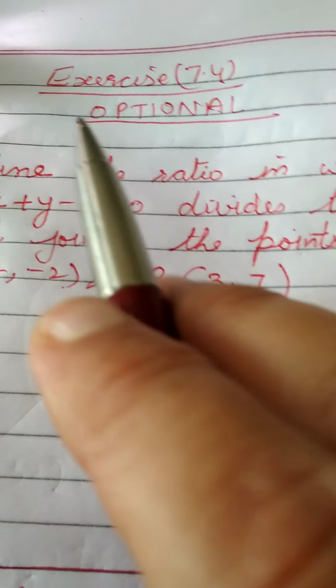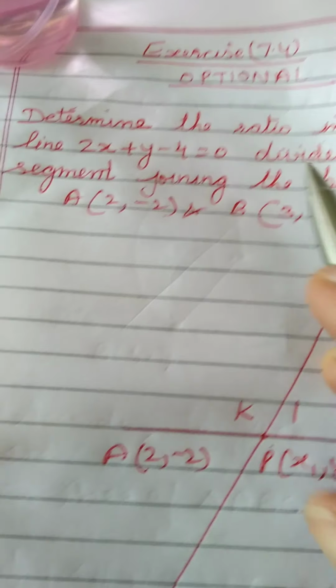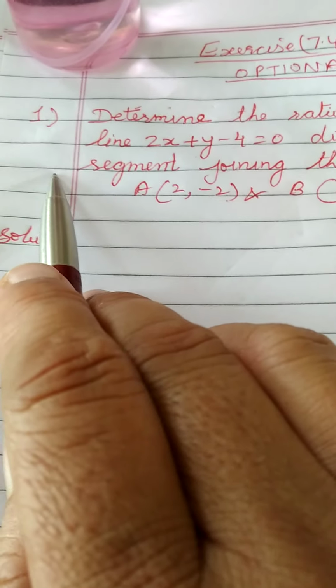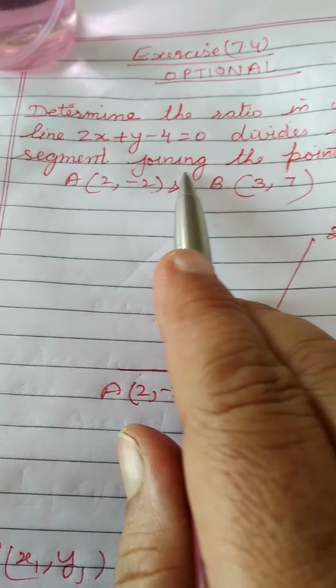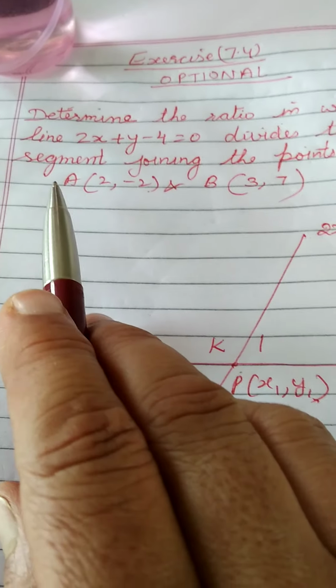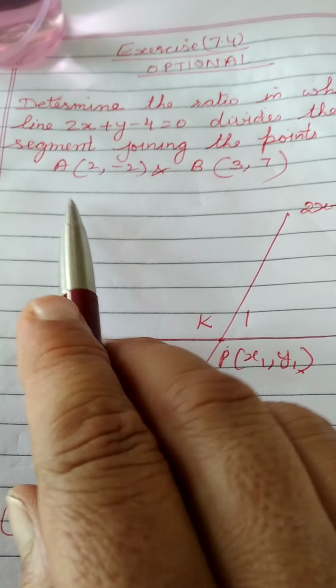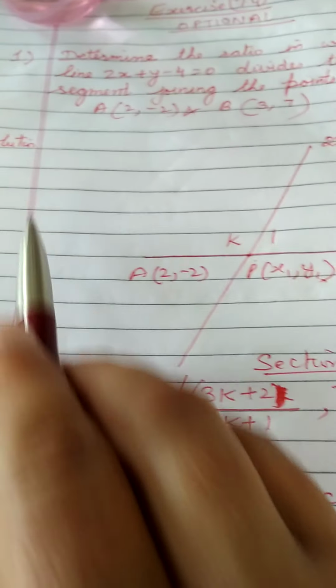Now we are doing exercise 7.4, the optional exercise. Question number 1: determine the ratio in which the line 2x plus y minus 4 is equal to 0 divides the line segment joining the points A (2, -2) and B (3, 7). Now we do the solution.